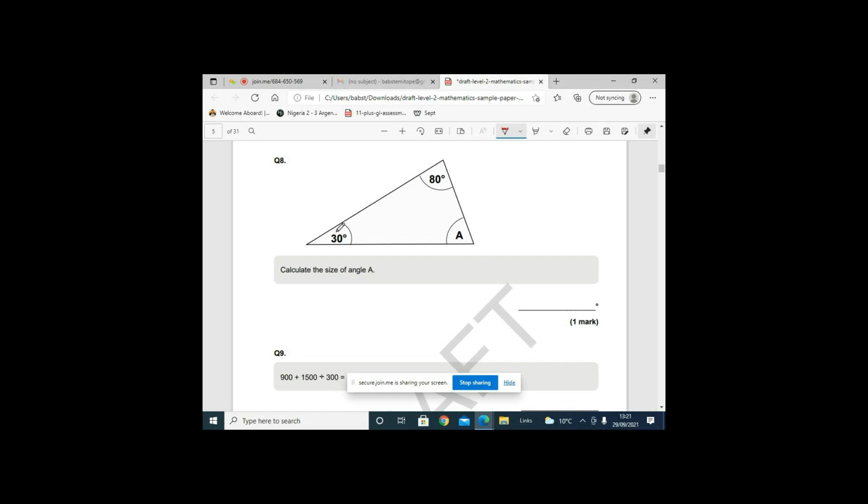So you have to know that for this, these angles must add up to 180. Just add 30 plus 80. What's that? 110. Now do 180 minus 110.